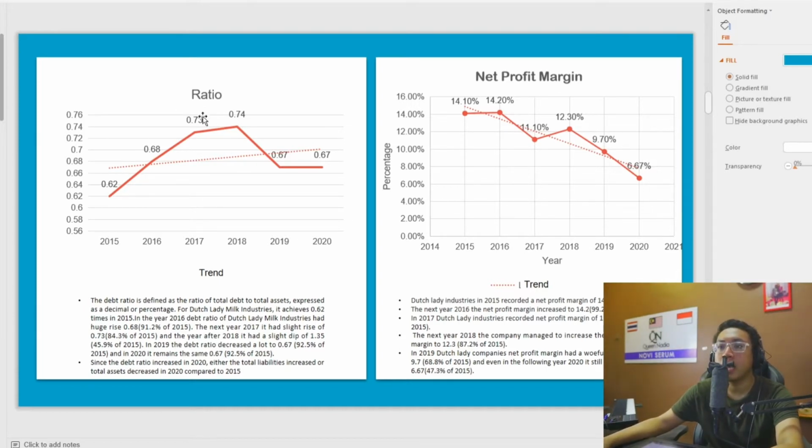For the debt ratio in the first year, it had 0.62 and then it increased to 0.73 in the 2 years and then it slightly increased to 0.74 and then it decreased to 0.67 and then stayed stable for the year 2020.